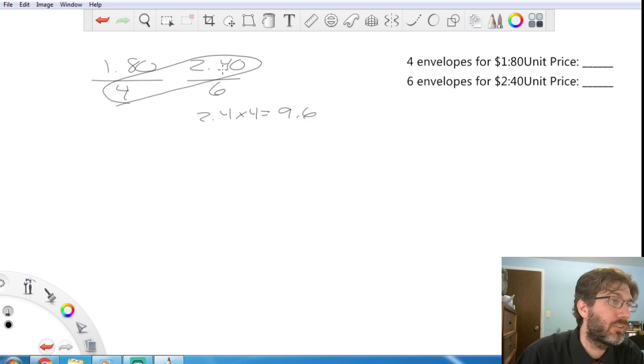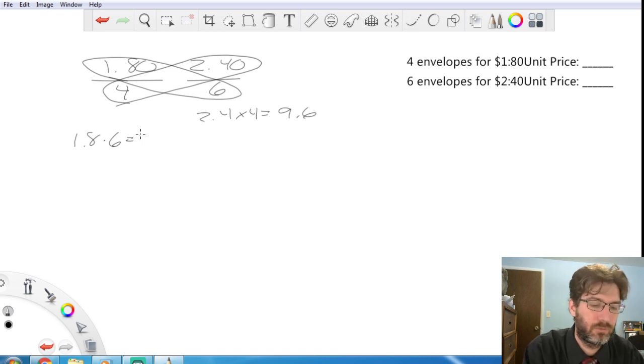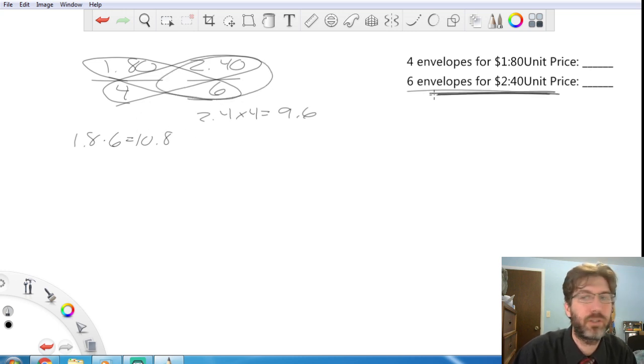So the 9.6 goes with this fraction. Over here, you're doing 6 times 1.8. That gives you 10.8, and that's the larger one. So this one here is the better buy. So you're still getting this as the better buy. You're not getting your unit prices though.